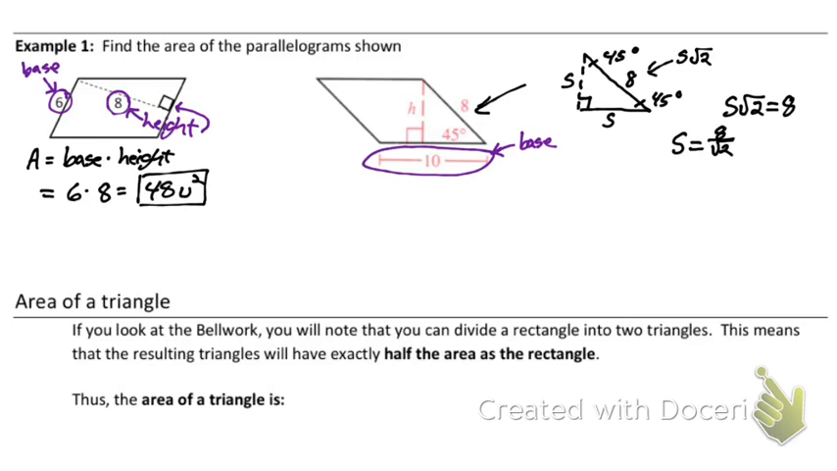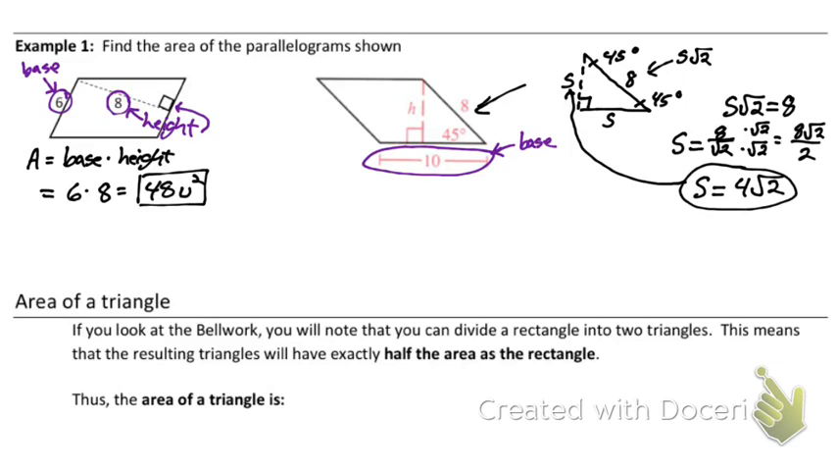Is 8 over square root of 2 simplified? Can someone tell me how to simplify it? Cece? Yeah, multiply by radical 2 over radical 2, which is actually going to equal 8 radical 2 over 2. Simplify that a little bit. 8 divided by 2 is 4, so we're just going to have s equals 4 square root of 2. Well, that means our height, which is that s, is going to be 4 square root of 2. So our height is 4 square root of 2.